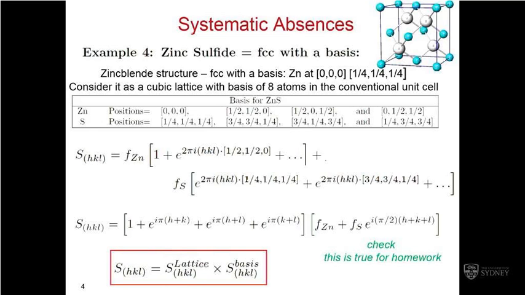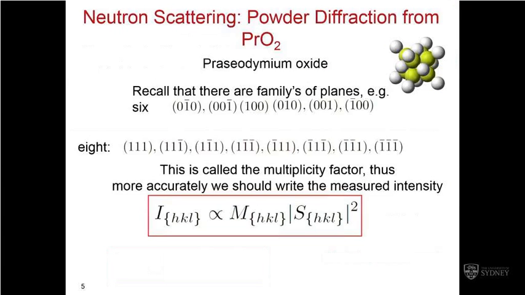But by finding out this important fact, it allows us to be able to solve for some structures. Just another aspect about the actual intensity. Remember, it was proportional to the structure factor squared. We're going to put in a bit more in that proportionality constant.